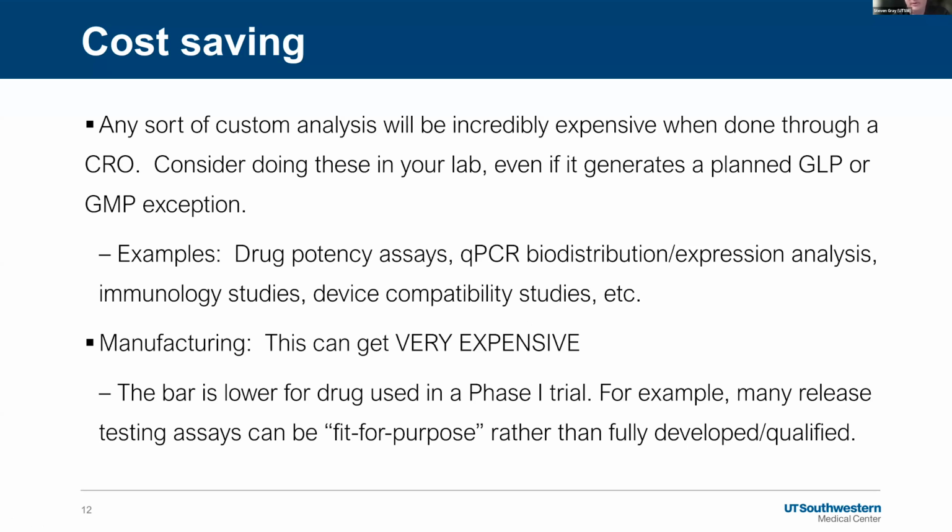One thing to recognize is that the bar is lower for a drug being used in a first-in-human phase 1 trial. A lot of times you might go to a contract manufacturer and they'll propose a lot of activities that are really suitable for a commercial product or a phase 3 product. And you can really scale back from that substantially, and reduce the expense, and also reduce your timelines. But you just have to know to push back on that.